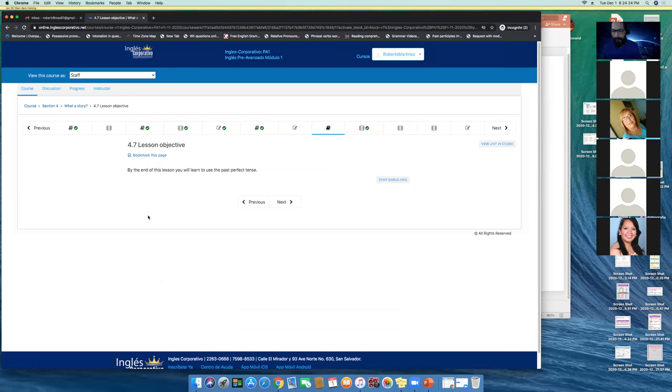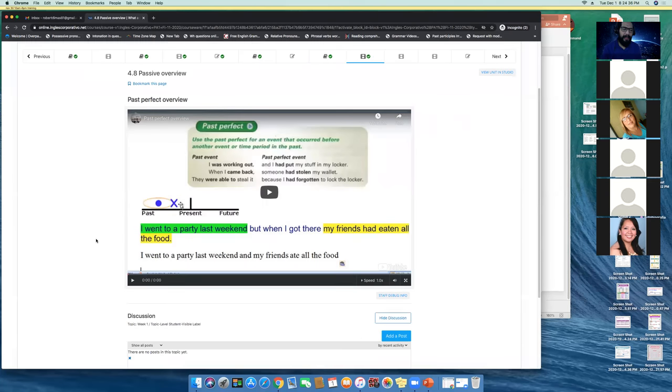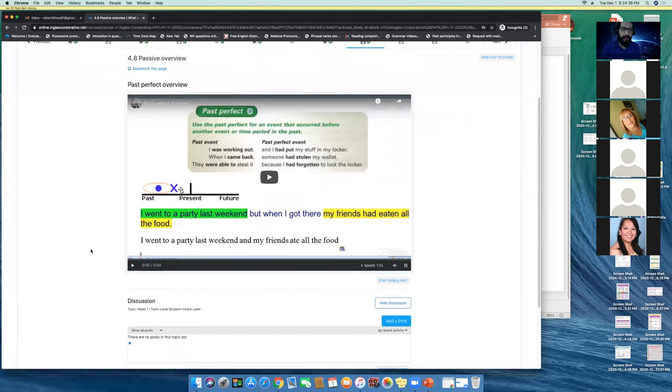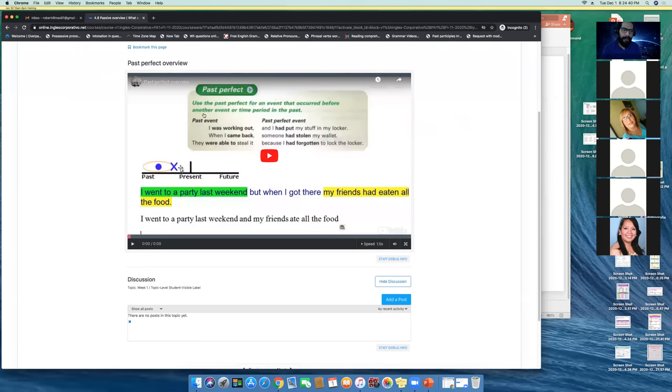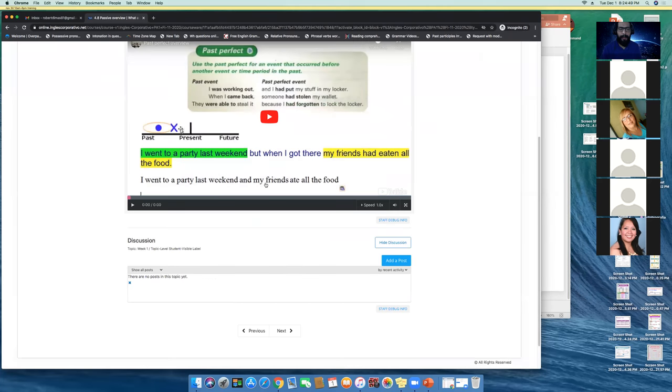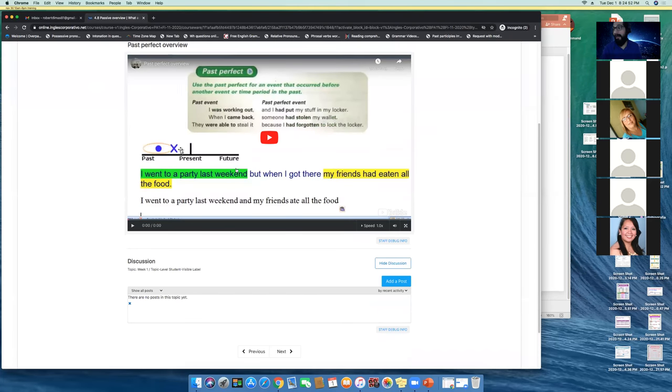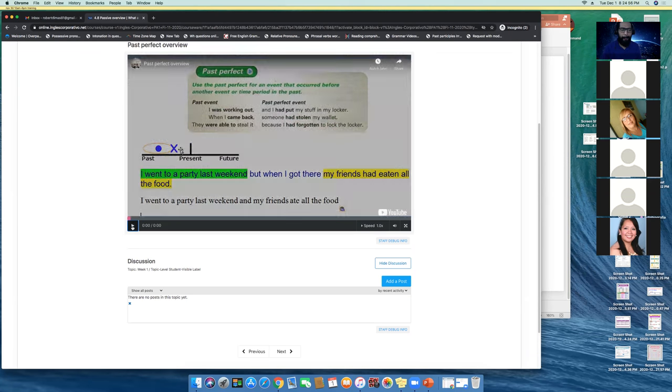It moves you over to lesson 4.7. And here you use the past perfect tense, past perfect. And you have the activity and the video. And it tells you about the past event and then how to turn it into a past perfect event by using one word. So I'm going to play it for a little while. Well, actually a little bit. And then I want to explain to you guys what the video is about. Okay, so here we go.